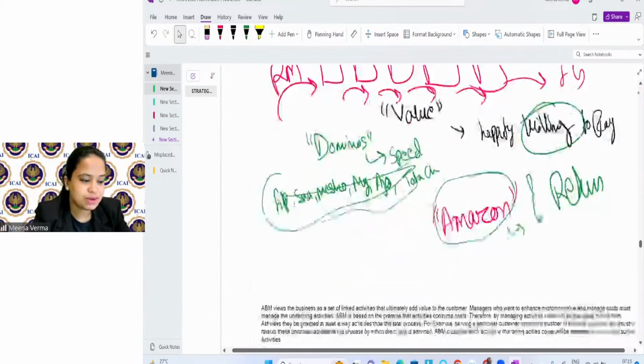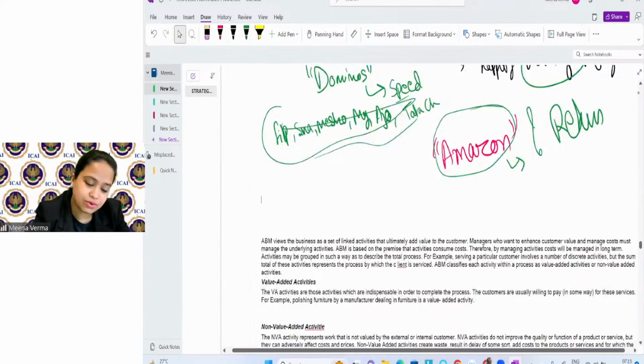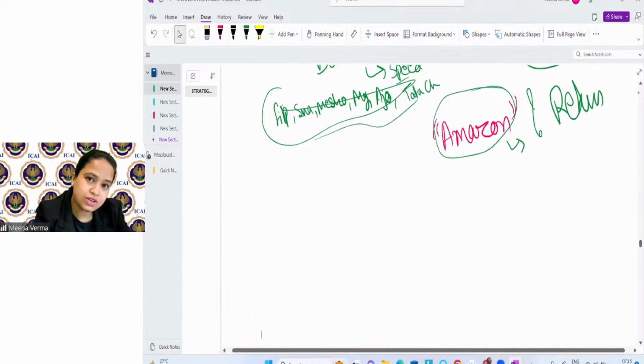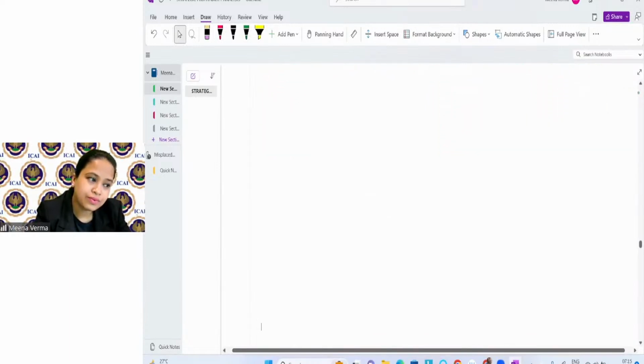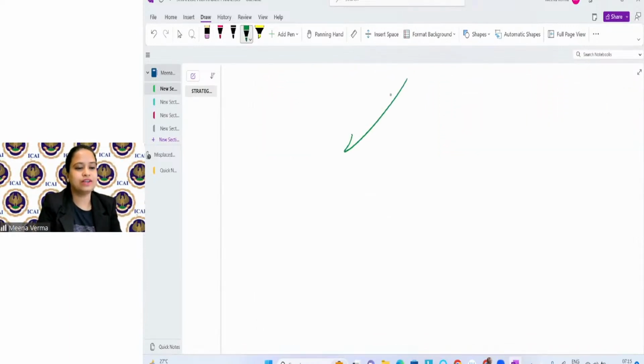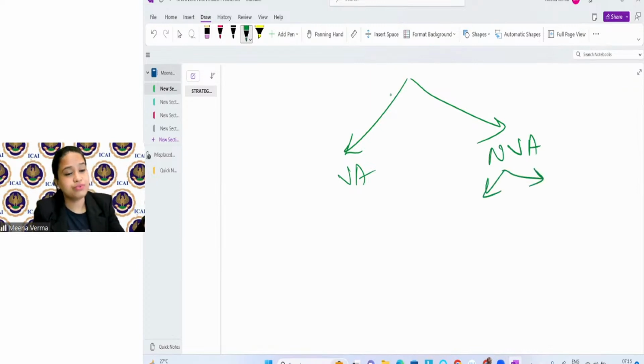Now the question comes, acha ma'am, yehi hota hai value? Yes, yehi hota hai, right? Then ma'am, what is the non-value-added activity? So the point is that he classified activity in two ways: one is value-added activity and one is non-value-added activity. Now look, non-value-added activity can be further classified as pure waste.